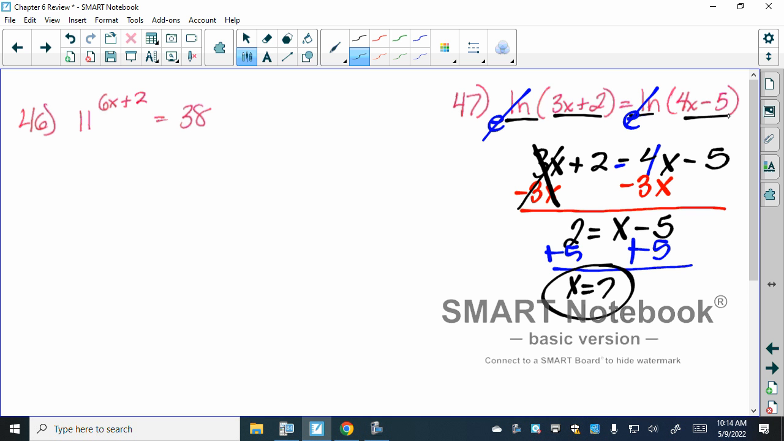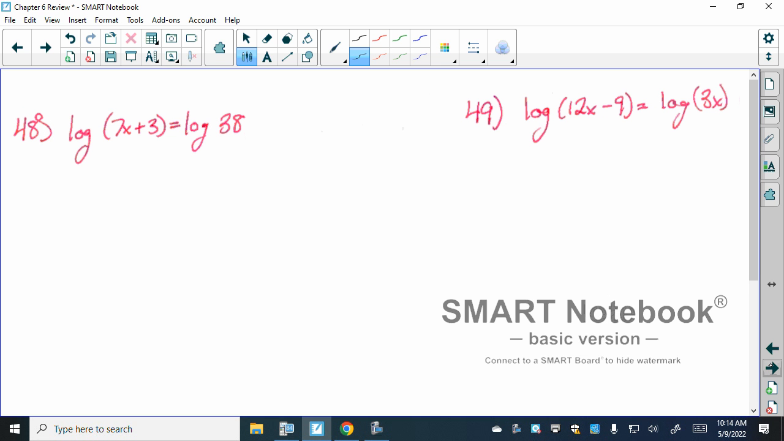Are you ready for the next one? Questions on 48 or 49? Well, they are the exact same thing we just did, because we set what's inside the parentheses equal, since the logs are the same for both. Solve for the value of x.